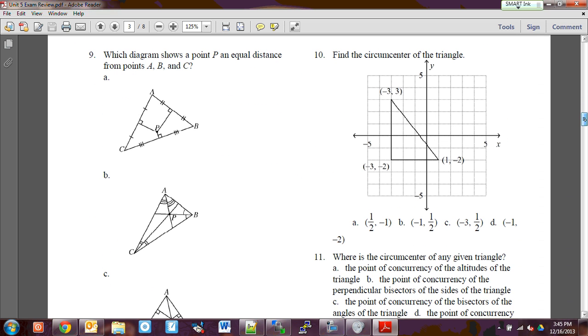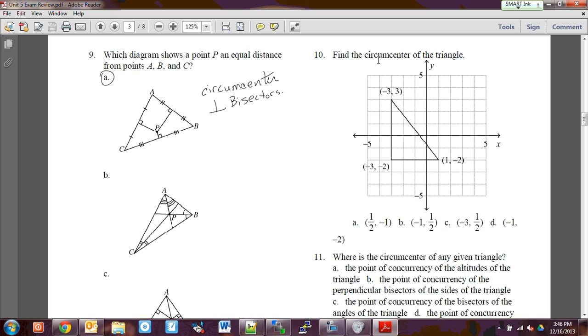You should be. Alright, number 9. Which diagram shows point P an equal distance from points A, B, and C? Well, there was much debate about this one in class, but the correct answer is C, okay? Where the perpendicular bisectors come together is called the circumcenter. The circumcenter is equidistant from all 3 vertices, okay? So the circumcenter is equidistant from all 3 vertices, so the answer here is A, because here we see perpendicular bisectors, and of course the perpendicular bisectors form the circumcenter of a triangle.